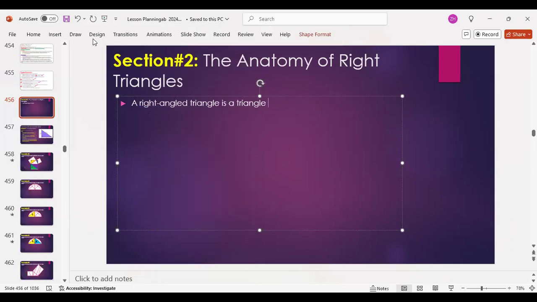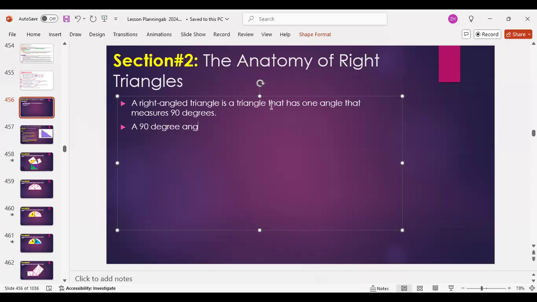So a right angle triangle is a triangle that has one angle that measures what? That measures 90 degrees. What do we know about an angle that measures 90 degrees? What do we call that angle? So a 90-degree angle.